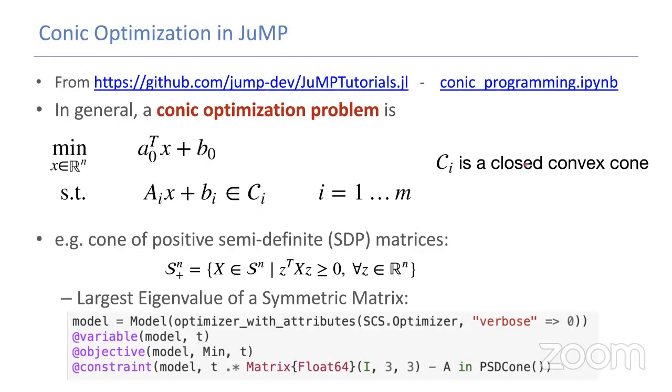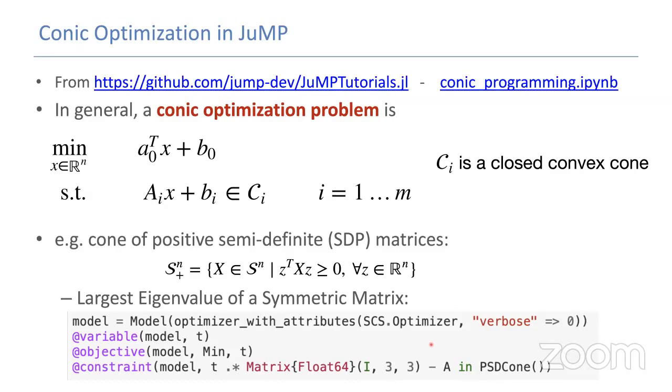In particular, one cone that is very powerful and useful is the cone of all positive semi-definite matrices. If you use that cone, you could, for instance, write down a very simple optimization problem in JuMP that tries to find the largest eigenvalue of a symmetric matrix by just writing down the constraint that a given matrix is in the positive semi-definite cone. This is a bit of a toy example; it doesn't really show you what you can do with conic optimization.